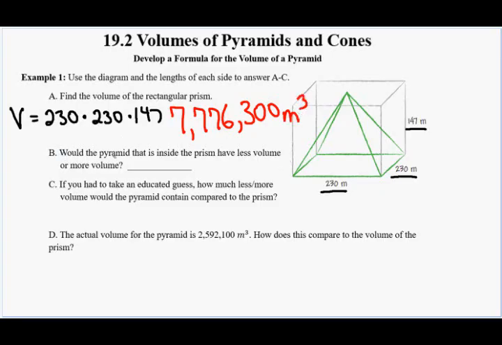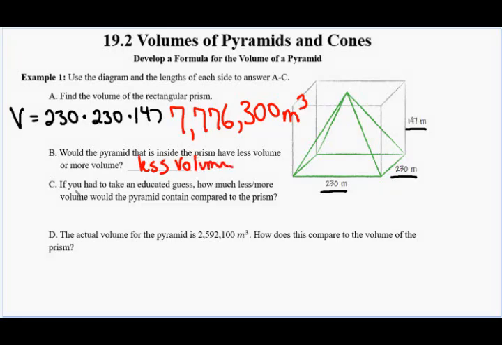Part B, would the volume of the pyramid inside the prism have less volume or more volume? Well, we can see the pyramid inside the prism, and there's a lot of stuff in the prism that's not in the pyramid. So the pyramid is going to have less volume than the prism.